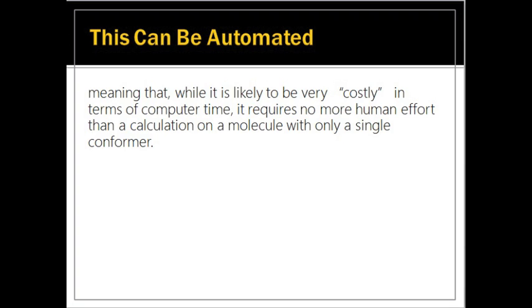Okay, so even though the computer time is significantly more costly than it would be for a single molecule, the actual time in human effort, and I view that as the more important one, is the same.